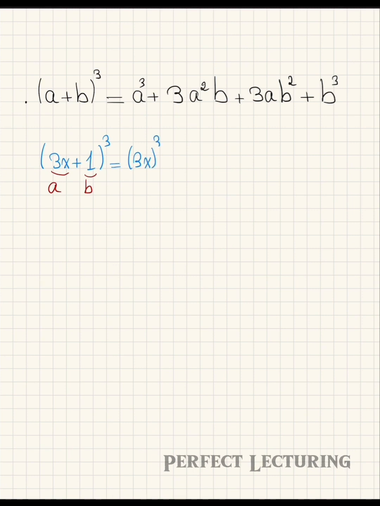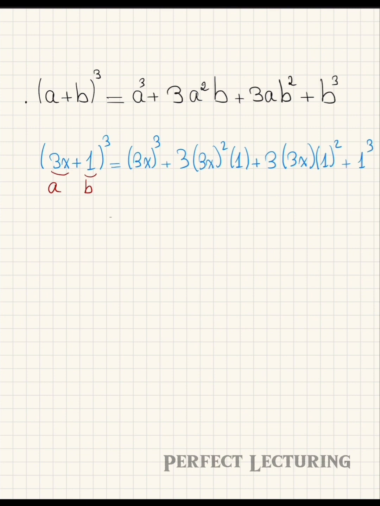to the power of 3 plus 3 times a squared times b, so it is 1, same, plus 3a times b squared. So in the second term, the square will act on the a, and in the third term, the square will act on b. And finally, we have b cubed.